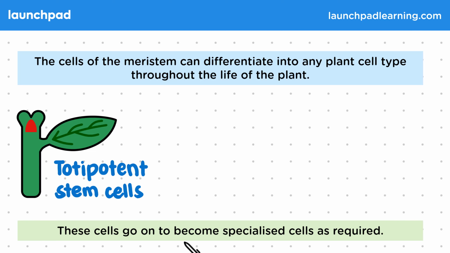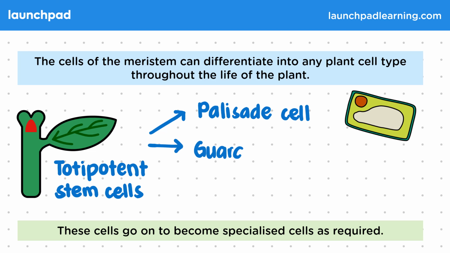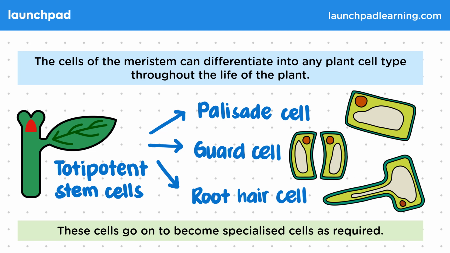These cells go on to become specialised cells as required. So some examples of specialised cells you will find in the plant are palisade cells that look like this, guard cells that look like this, and also root hair cells, which look like this.